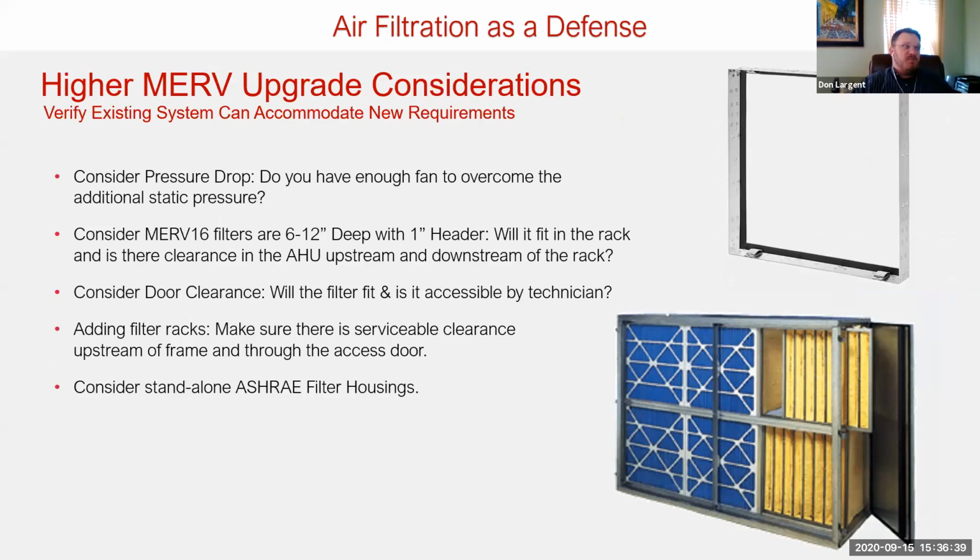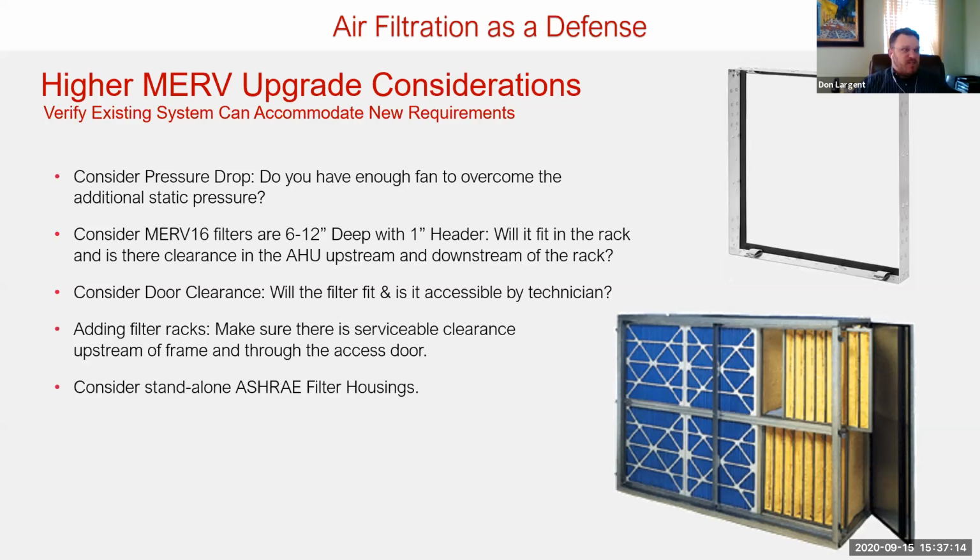And some of those considerations, obviously pressure drop. Typically, the more efficient filter you incorporate, the higher the resistance. Again, MERV 16 filters are typically 6 to 12 inches deep, so you're going to typically have to upgrade your filter rack. One other consideration is to make sure that you've got enough room in your air handler for access, installing and replacing filters, not just inside the air handler, but also the doors for access into the air handlers as well.